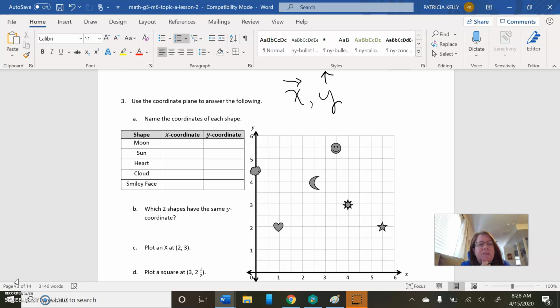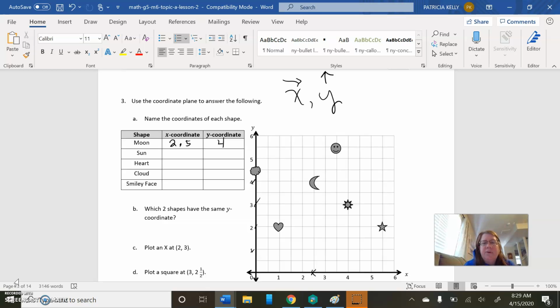Okay, so let's do the first one, the moon. So the moon goes over. Is it on 2? Is it on 3? No, it's halfway, right? We call that as a decimal. It's 2.5. How do we write that? 2.5. So that's 2.5. And then we're going to look at our y axis. So we're going to go up on the 4 line. Okay? So you need to do the rest of the shapes.